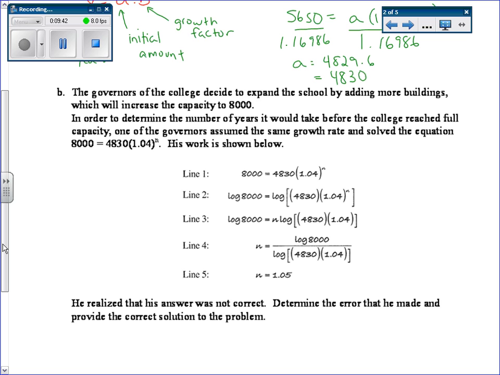So the governors of the college decide to expand the school by adding more buildings, which will increase the capacity to 8,000. Okay? So that would be our new y. In order to determine the number of years it would take before the college reached full capacity, one of the governors assumed the same growth rate and solved the equation 8,000 is equal to 4,830 times 1.04 to the power of n. So that makes sense, right? This is showing the initial amount that we determined in the previous part. This is the amount after n years.